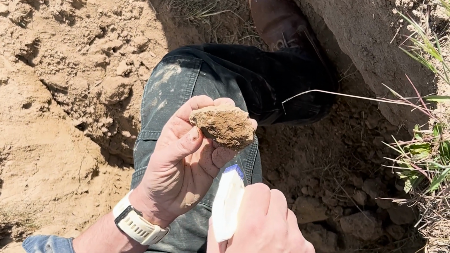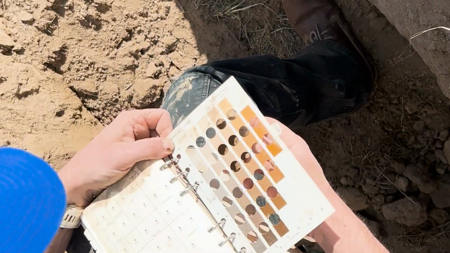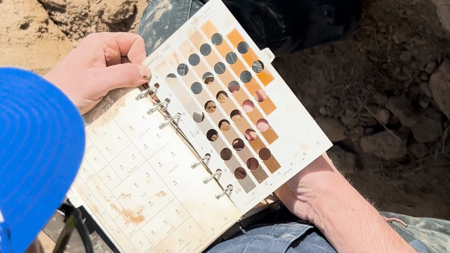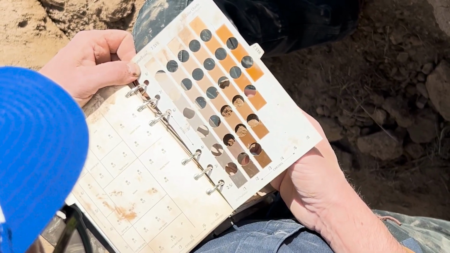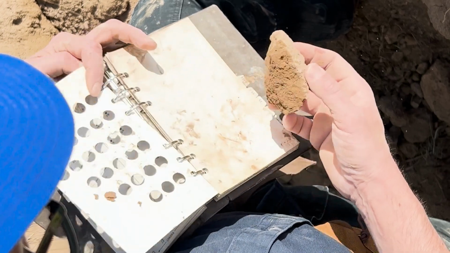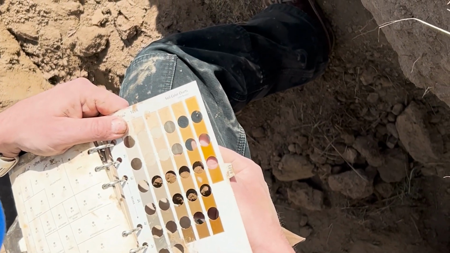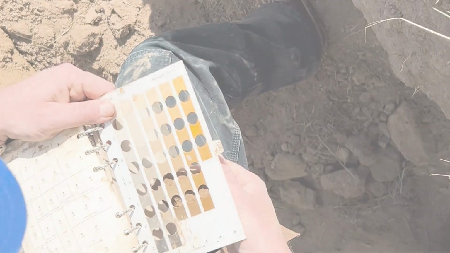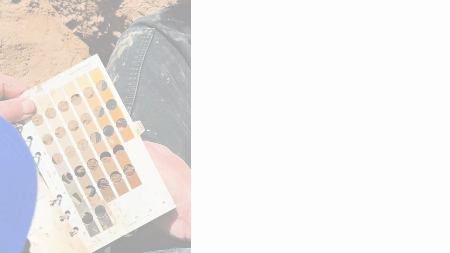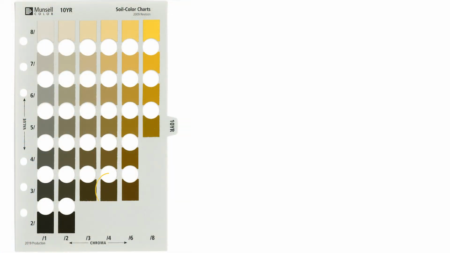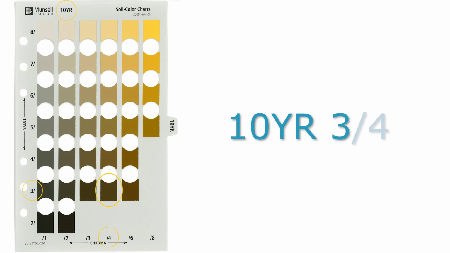Take a handful of the soil you're looking at, wet it a little, and hold it up behind the page. Move the soil behind the circles cut in the page and compare it to the printed color blocks until you find the closest match. If none of them match well, try different pages until you find one that does. Once you've identified the color block that fits best, write it down using this format: the hue of the page, then the number for the value, a slash, and then the number for the chroma. In this case, we've decided that this block is the best match for our soil. So you would write down 10YR 3/4.